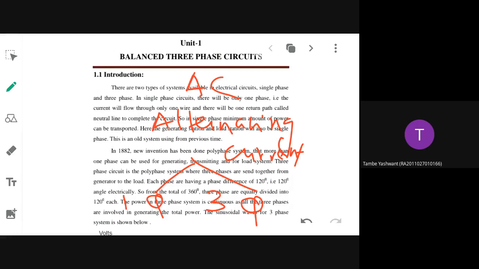Most of your homes won't have three phase. How many of you are having three phase supply to your home? Ma'am, I am having three phase supply. So only a few people will have three phase. Only if you have strong motors or high rated loads in your home, then people will get three phase supply.